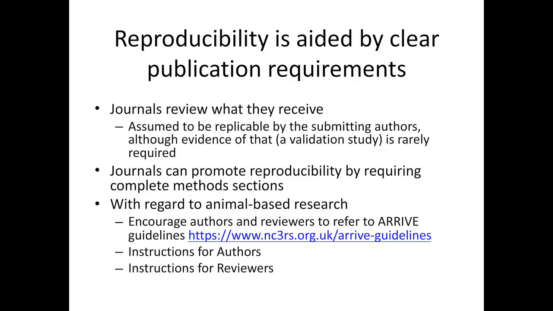Journals can promote reproducibility by requiring a complete method section, and with regard to animal research, probably I would say that the ARRIVE guidelines, which maybe you all have heard of, and this guideline supplies a very focused and thorough list of factors that I have reviewed and other factors that should be considered in developing a methods section.